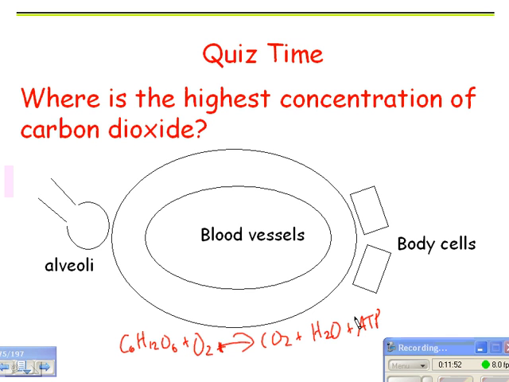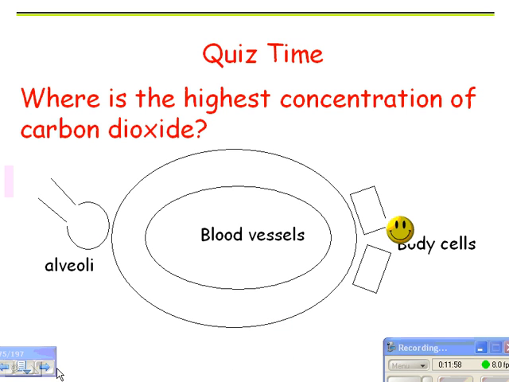Well, what happens to the CO2? Where in your body are you making CO2? In your cells. Every single body cell? But then it gets transported out. It does. Yay! Okay. So it goes from high to low, low to lower.